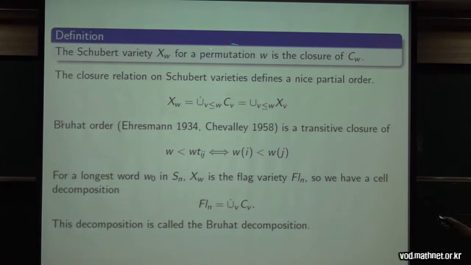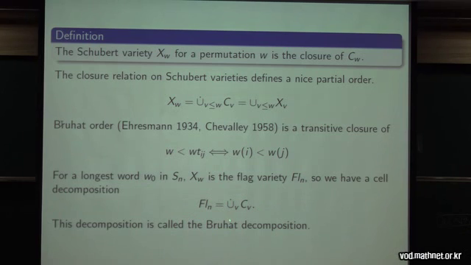A Schubert variety is also the closure of the Schubert cell. And okay, let me skip this part. I don't think I need this. This part is important. So the flag variety can be written as a disjoint union of Schubert cells, which was the same as the Grassmannian. This is called the cell decomposition.